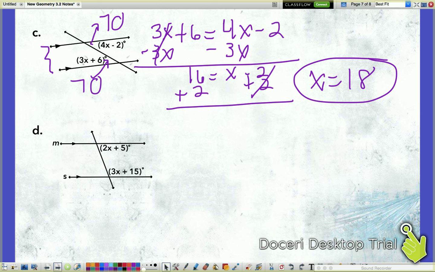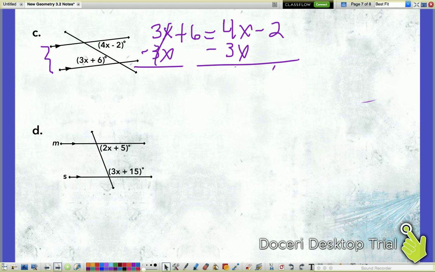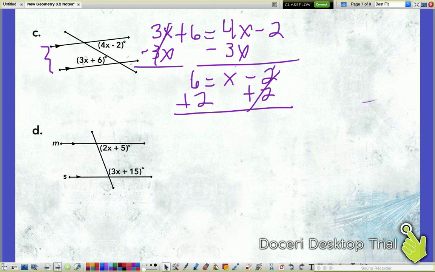For some reason, if you plug it back in, one is... oh, no wonder. All right, who caught my error? This is not 16, it's a 6. Lord, I hope you guys are doing this in pen. Pencil. Wow. So now if I add 2, oh goodness, x is 8.